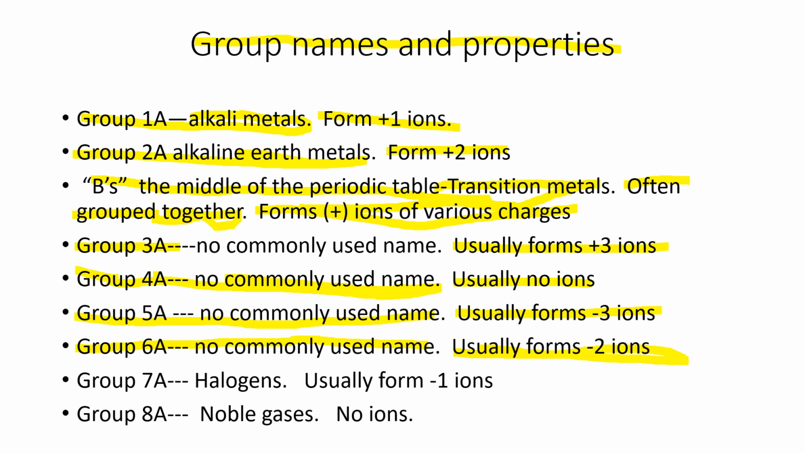As we're moving over to group 7A, fluorine, chlorine, bromine, iodine, this now does have a common name that we need to be familiar with. These are the halogens, and these halogens will usually form -1 ions. Last group on the periodic table is group 8A. This does have a common name we want to be familiar with. These are the noble gases, and these will not form any ions. Noble being that old English term for inert, unreactive. We're not expecting a lot of ions coming from this group.